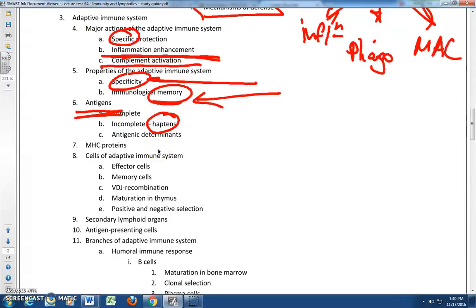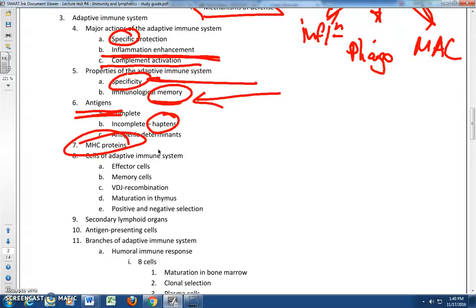The idea of the major histocompatibility complex, we'll come back to it when we review. Again, the function is to present antigens. There are two types. Know the pattern of expression: type 1 is on all nucleated cells, type 2 is only on antigen-presenting cells, B cells and macrophages.